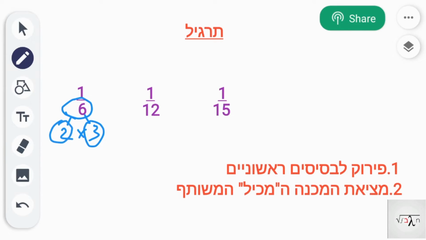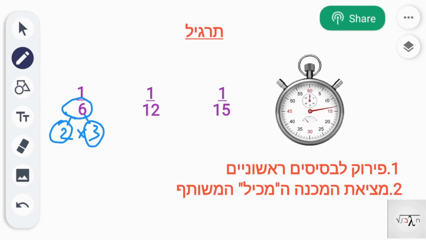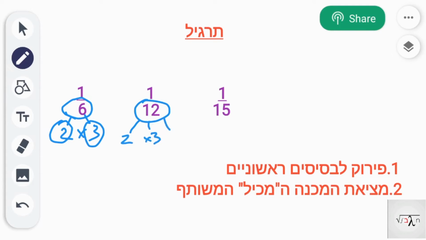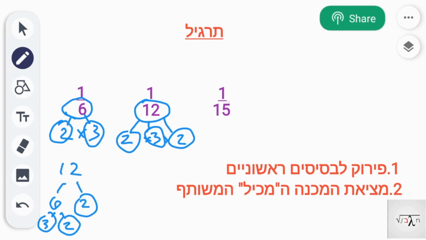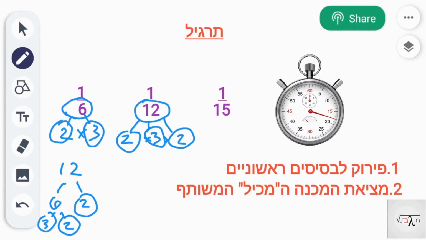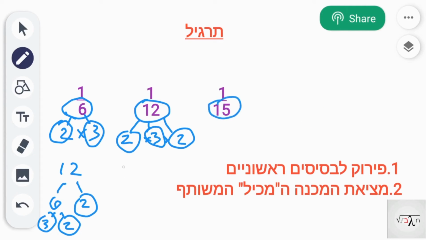And what will 12 be taken apart to? 12 will be taken apart into 2 times 3 times 2. You can take it to the side and calculate it by yourselves. Let's see if you can take apart 15. 15 can be taken apart into the multiplication of 3 times 5.